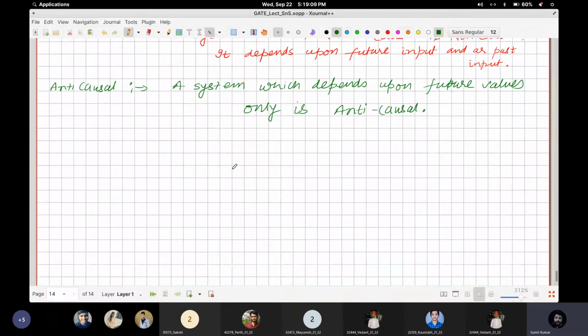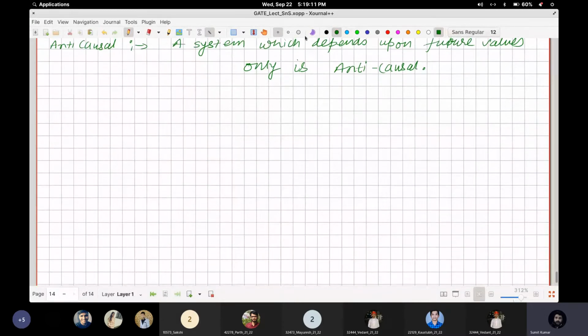It's kind of like that, instantaneous and dynamic. So let's say that you have y(t) equal to cos of x(t). Tell me whether this system is causal or anti-causal or non-causal. Causal, it's causal.